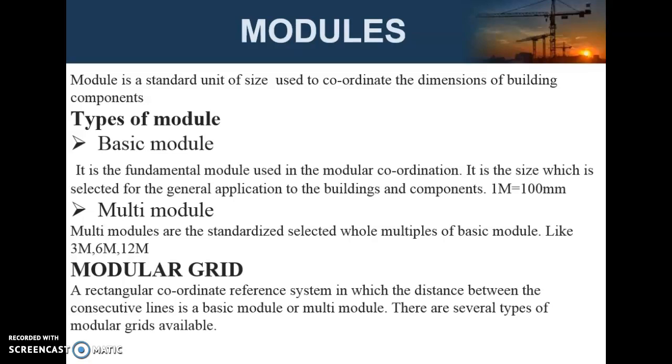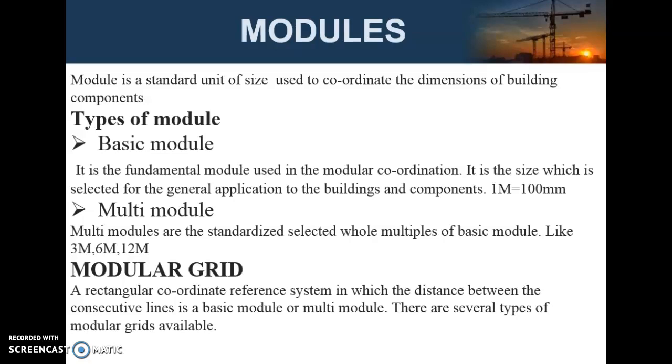There are two types of module. One is the basic module and another one is the multi-module. Basic module is the one we have already seen: 1 M is equal to 100 mm. It is the basic module. Multi-module is the standard selected whole multiples of the basic module.